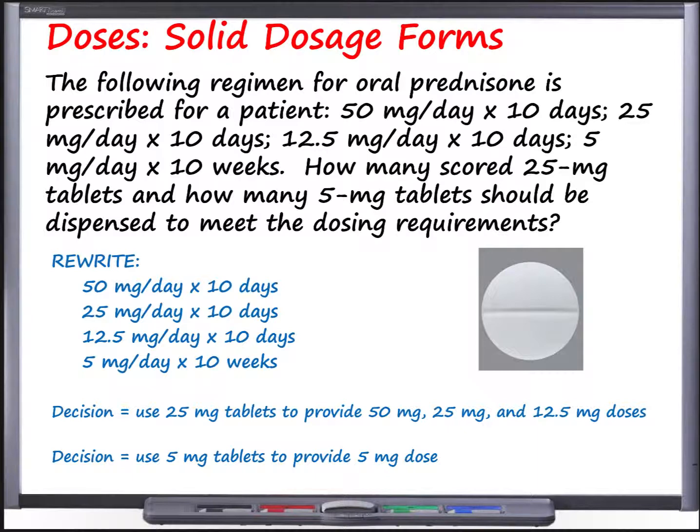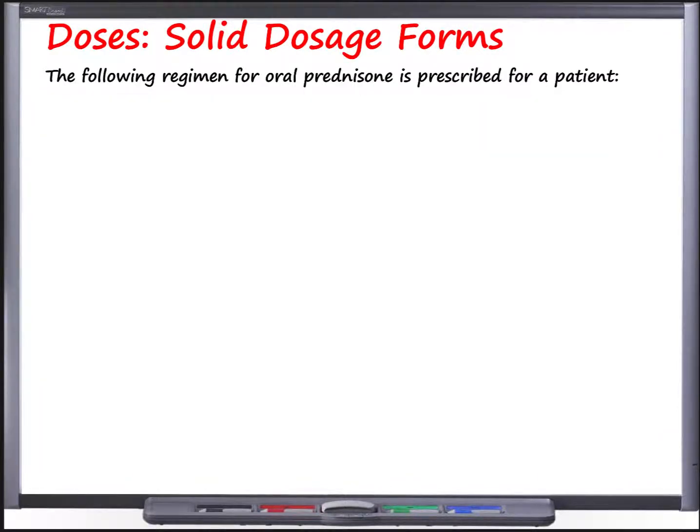50 milligram dose, the 25 milligram dose, and the 12.5 milligram doses. So we'll need enough 25 milligram tablets to provide all of the prednisone needed to go through those three sets of doses. And then lastly, we will use the 5 milligram tablets only to provide the 5 milligram dose at the end. So with those decisions made, we are ready to go ahead and proceed on with the question.